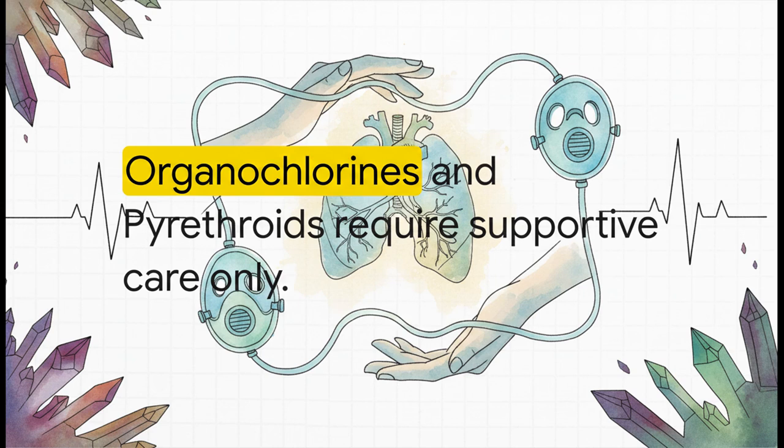But you know, chemistry is unforgiving. Unlike the precise antidotes we've seen so far, some chemical adversaries, like the organochlorine DDT or pyrethroids, just don't have a magic bullet. The harsh medical reality is they require supportive care only. Medical teams have to rely entirely on keeping the patient's vitals stable, supporting their breathing and heart, and basically just waiting for the body to fight off the toxin on its own.